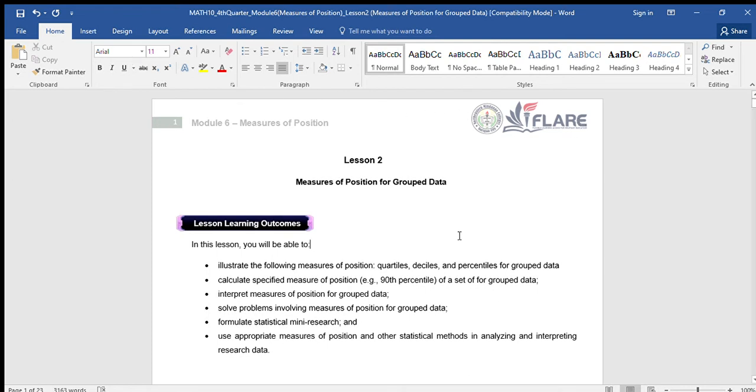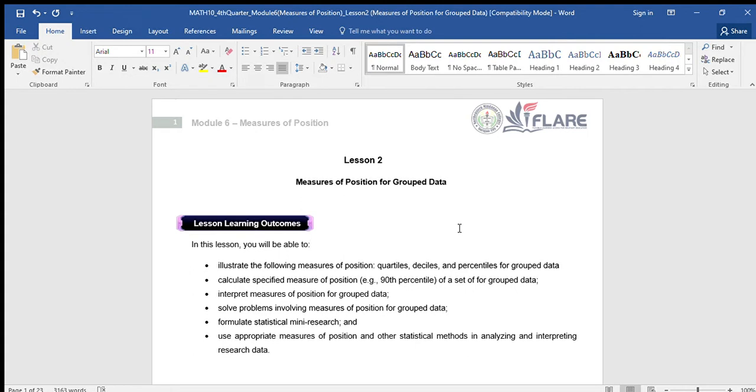Okay, so once again, we are now in lesson 2, and this is all about the measures of position for grouped data. Let's say we discussed the measures of position for ungrouped data.